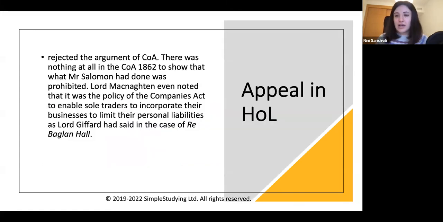However, the appeal in the House of Lords rejected this argument, and there was nothing in the Companies Act 1862 to show that Mr. Salomon had done something that was prohibited. Lord Macnaghten even noted that it was the policy of the Companies Act to enable sole traders to incorporate their businesses. So beforehand, Mr. Salomon was a sole trader, and then he incorporated his business as a company. And the judges here highlighted the fact that there's nothing wrong with that.